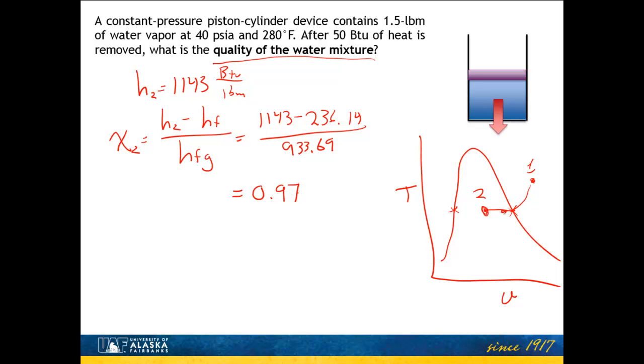I'm actually probably a little closer to the right-hand side there, but I have a mixture, and so there's my quality of x2. And I could then use that to find other properties, like, for example, if I wanted to know v2, that would be equal to vf plus x vfg. I could find u2 with a similar form, and eventually we'll see we can find values like our entropy doing the same thing. So, well, that wraps up our example of when we can assume ideal gas behavior and use heat capacities, and when we need to use the tables.